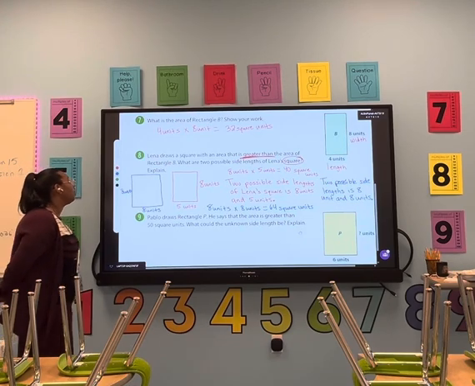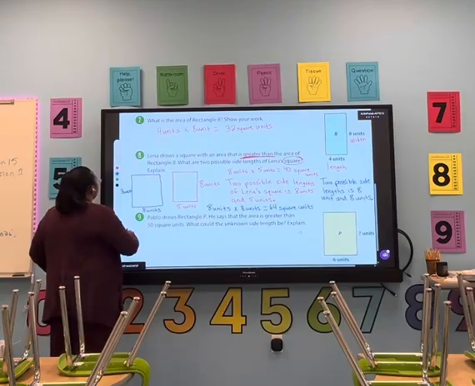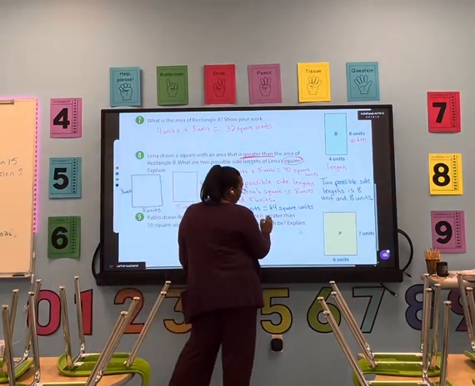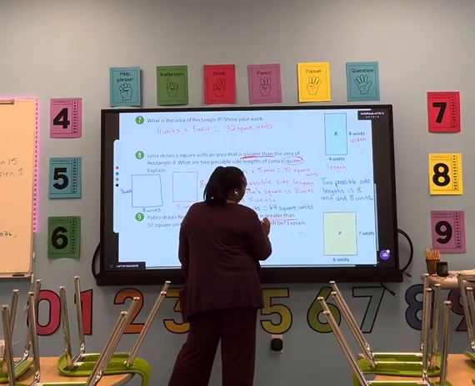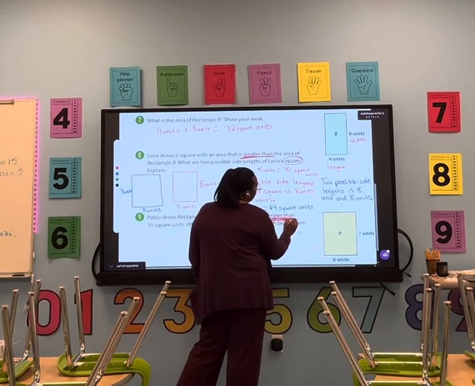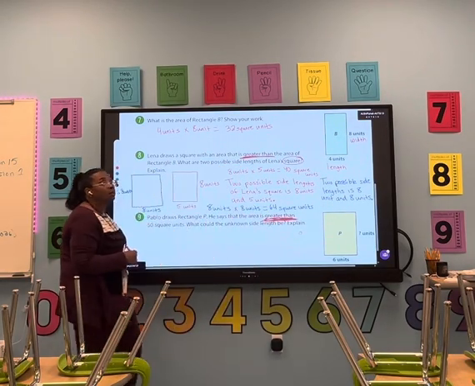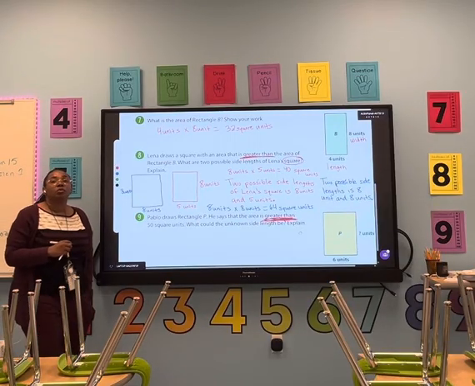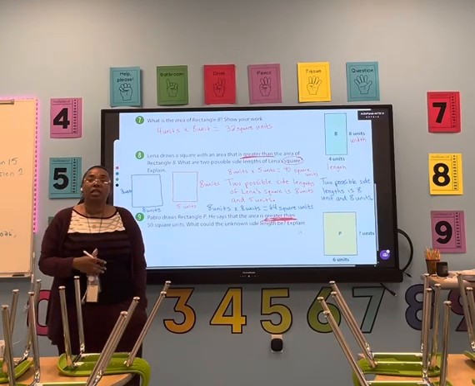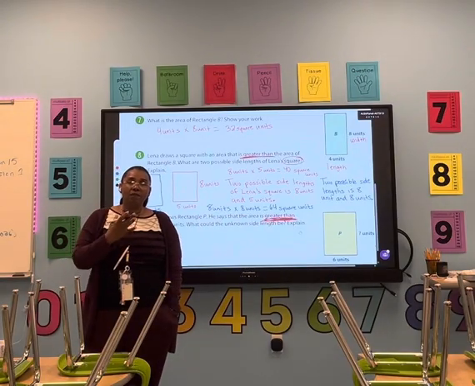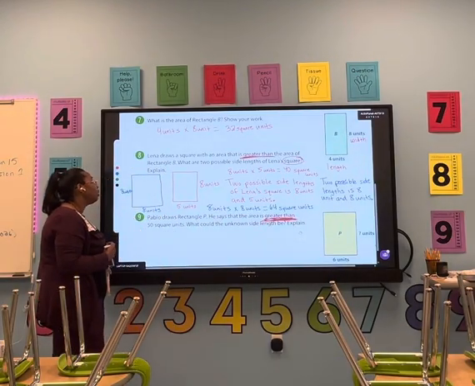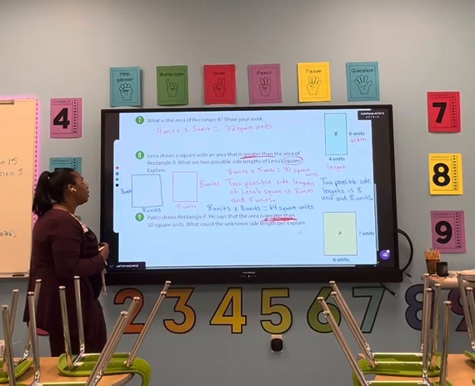Okay, so Pablo is telling us that his rectangle has an area that is greater than 50. Remember, we just did one with greater than, and greater than means it's going to be more than 50 square units. So whatever numbers we pick, it has to give us an area that is more than 50 square units. So let's think about this. It says, what could the unknown side length be?